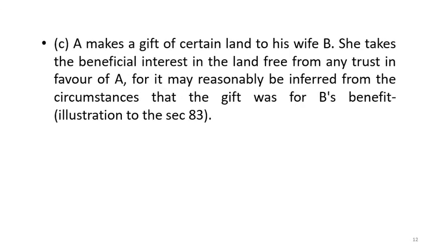Then we will see illustration C to section 83 of the Trusts Ordinance. A makes a gift of certain property to his wife B. She takes the beneficial interest in the land free from any trust in favor of A. It may reasonably be inferred from the circumstances that the gift was for B's benefit. Therefore, the beneficial interest transferred to B, therefore, there is no constructive trust arising out of these circumstances.